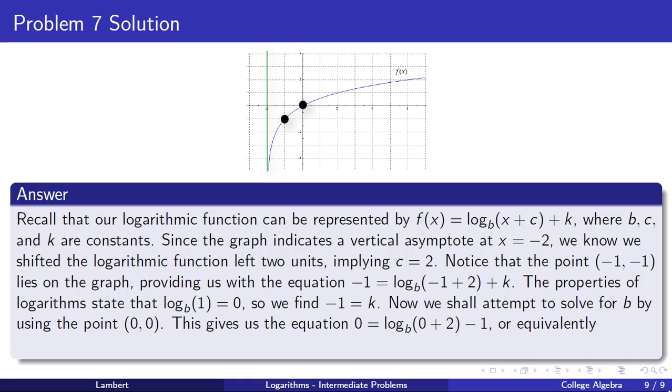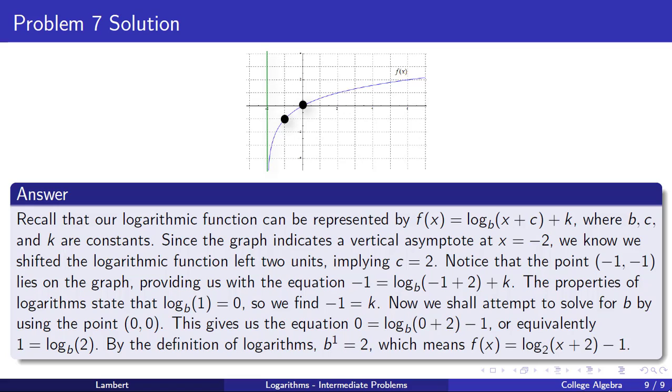So we get 0 equals log base b of 0 plus 2, and then we plugged in that k equals -1 there. So what this means is 0 equals log base b of 2. Well, the exponential form of that means we get b to the 1 equals 2. And if b equals 2, well, notice we have our function. We have the b, we have the c, we have the k. So we have all our values. And so this means f of x equals log base 2 of the quantity x plus 2, minus 1. And that's our final answer.